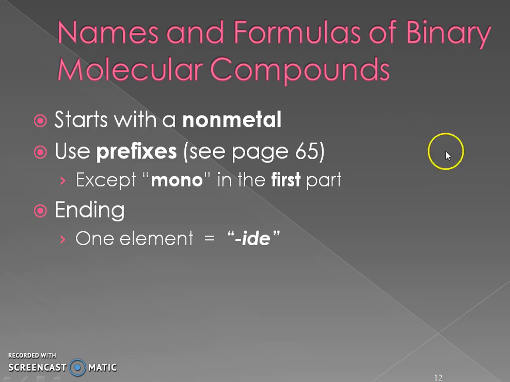So molecular compounds start with a nonmetal and end with a nonmetal. And you need to use prefixes. If you need to look at those prefixes, look at page 65. I believe I have some on the next slide. We want to remember that the first part you always name, but you do not need mono if there's only one of them. It goes by how many atoms there are. And of course the ending, one element, -ide, and you give it a prefix.